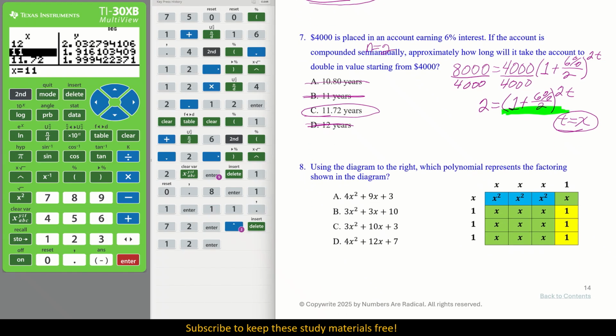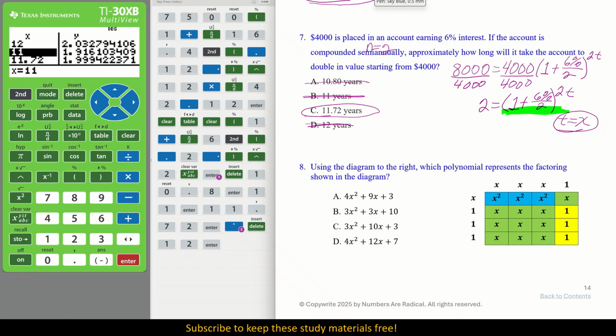Okay, using the diagram to the right, which polynomial represents the factoring shown in the diagram? Well, that's not tough. First off, how many items? I know that they have this notation on the sides of it. I don't like to look at that. Like to look at what is actually in the factored in the blocks.